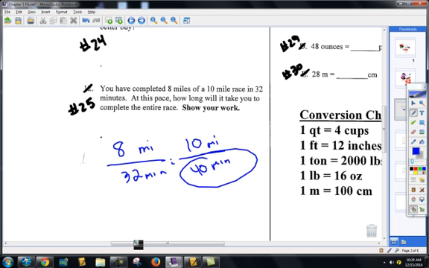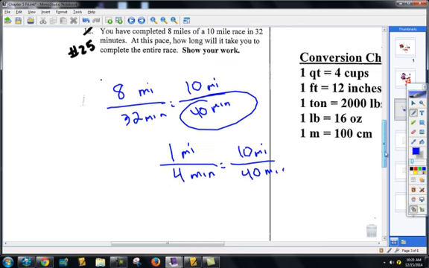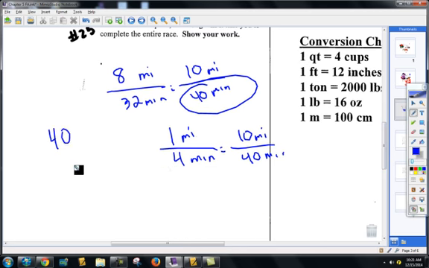Okay, now there's other ways you could have done it. You could have found a unit rate. You could have realized that it's 1 mile every 4 minutes. And then it's like, well, okay, so if I was running 10 miles, times 10 times 10 would be 40. Now, what I'm going to accept also is I'm going to accept 40. I will also accept 8 miles.